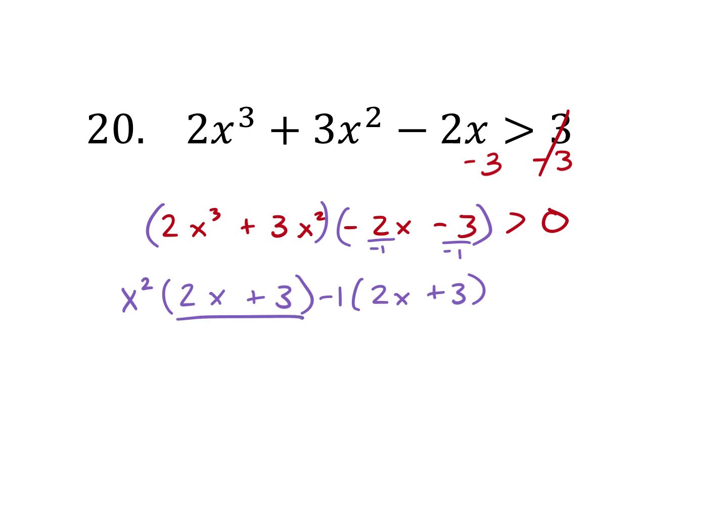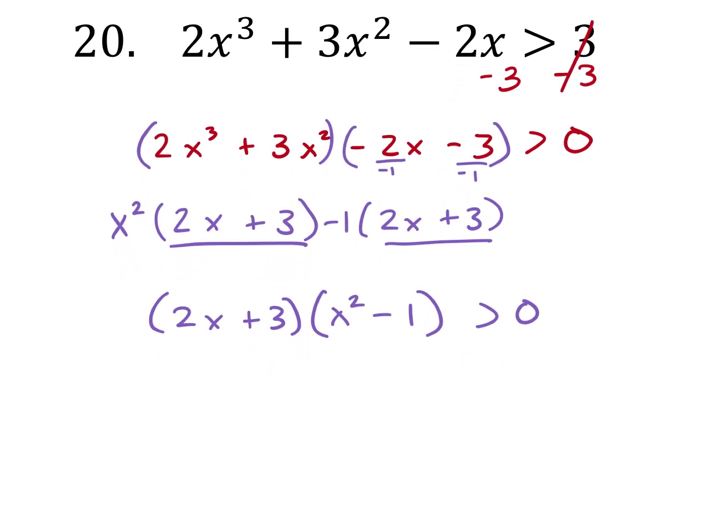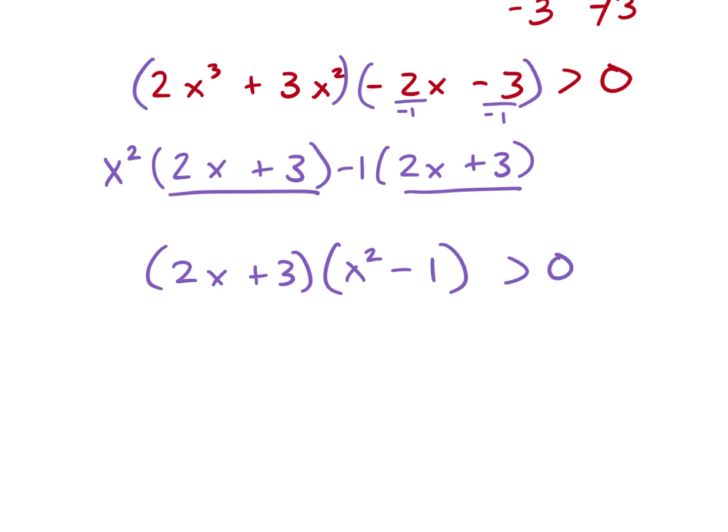So now that our insides are exactly the same, we're going to group those together, 2x plus 3. What goes into the second group? X squared minus 1. Can we factor this anymore? How? X squared minus 1 is the difference of squares, so what does it factor into? Awesome. X plus 1 and x minus 1. So we have 2x plus 3 times x plus 1 times x minus 1.